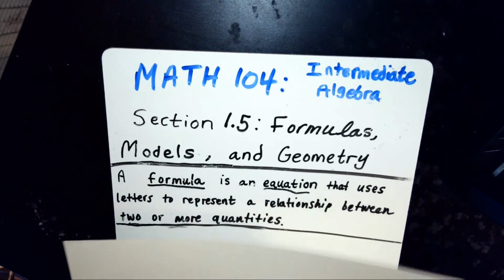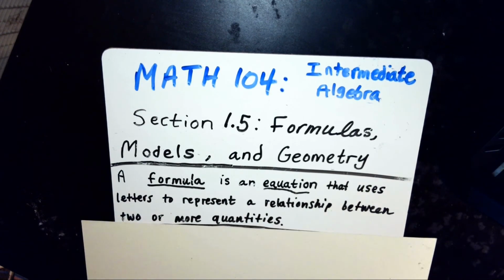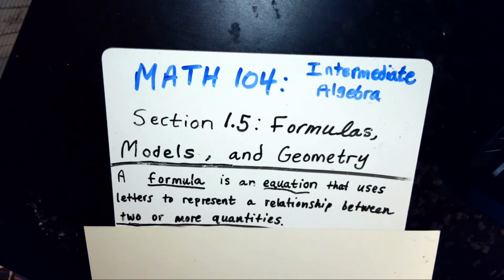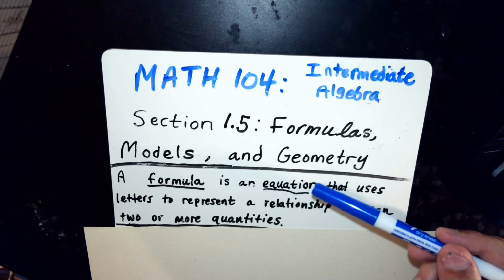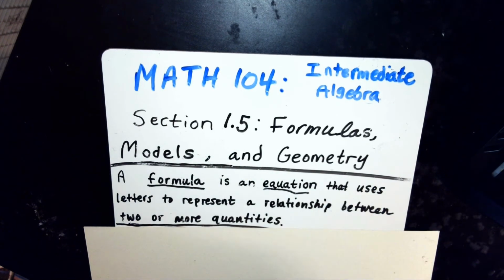So, to begin, a formula is an equation that uses letters to represent a relationship between two or more quantities. So, most importantly, it's an equation, it uses letters, and it relates two or more quantities. So, why don't we look at some examples of some formulas, and then we'll use those formulas to solve for some kind of quantity that we're interested in.